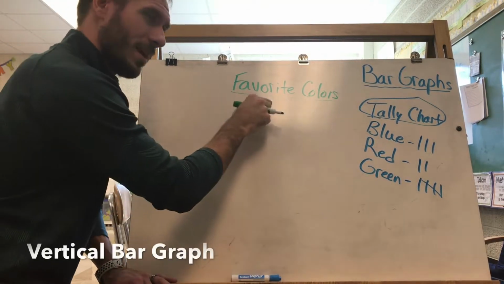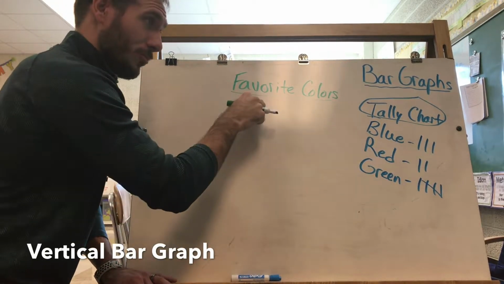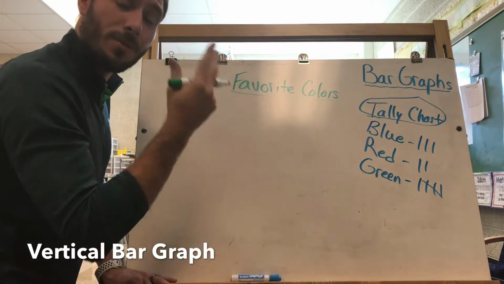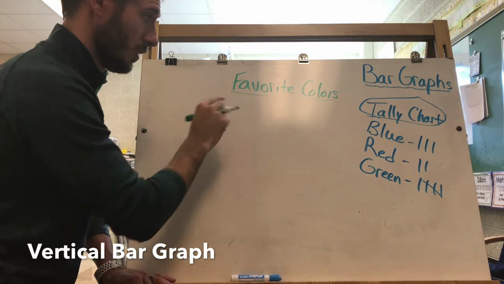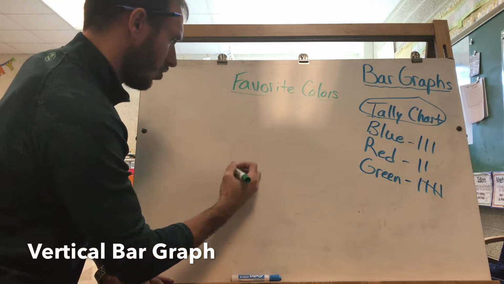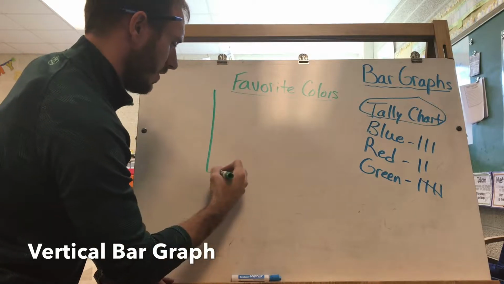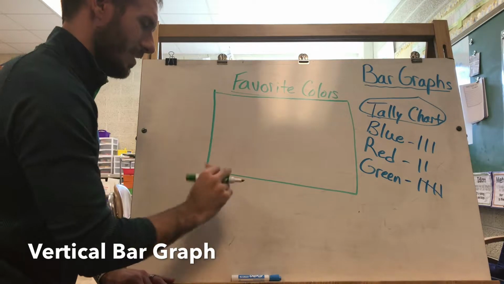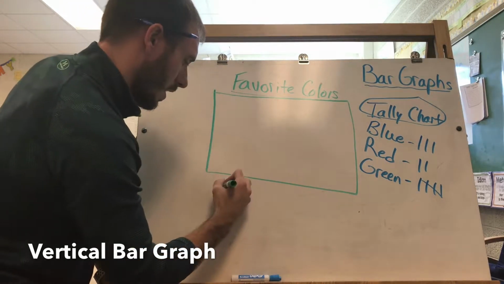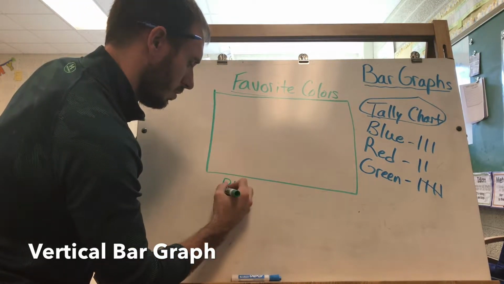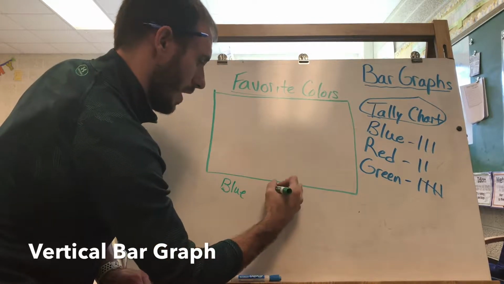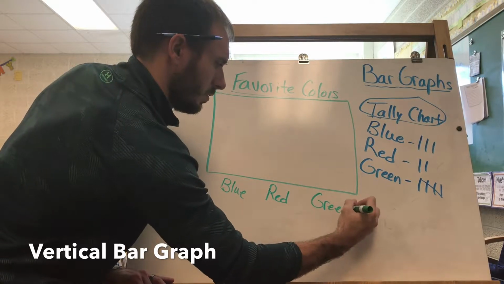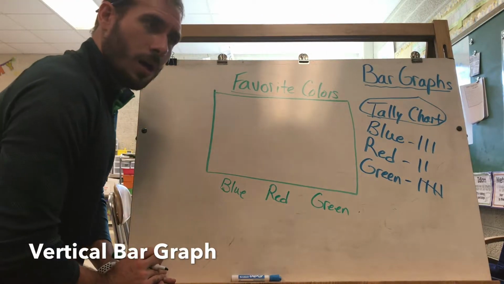So I have my title. That's step 2. The step 1 was gathering information, so step 1 done. Step 2 done. Step 3 is to add choices or labels. So we have that so far. At the bottom, I want to make sure, I'm going to break this kind of into a graph here. So at the bottom here, I'm going to make sure I put my colors. Let's just say I have blue here, and I have red here, and I have green here. Okay? So now we have the choices.